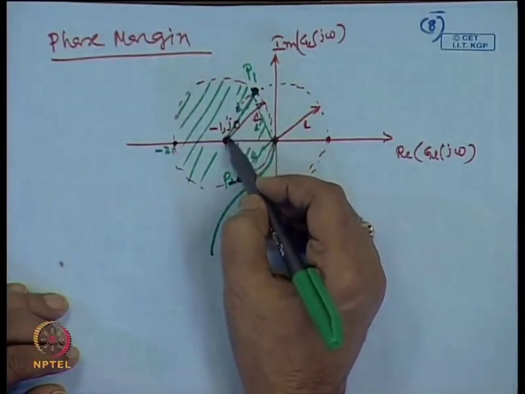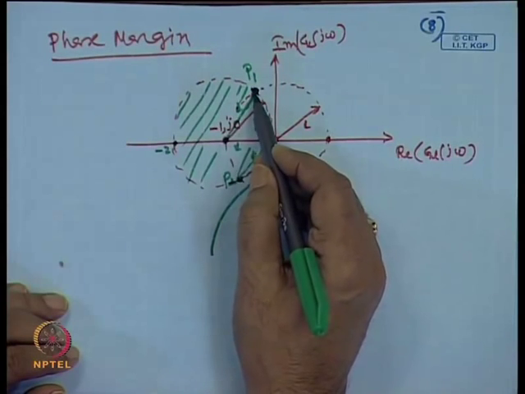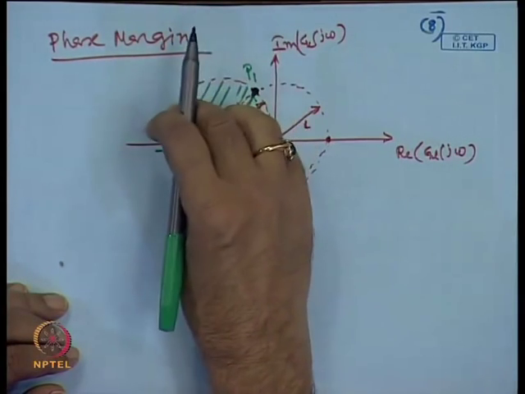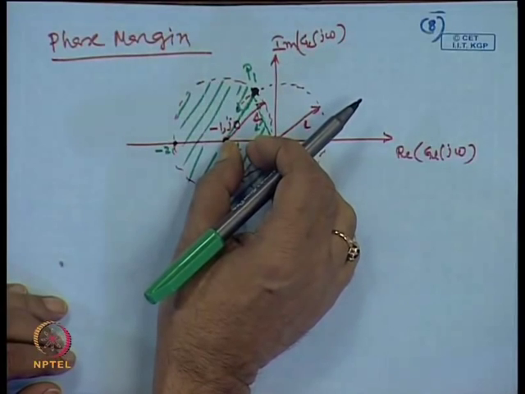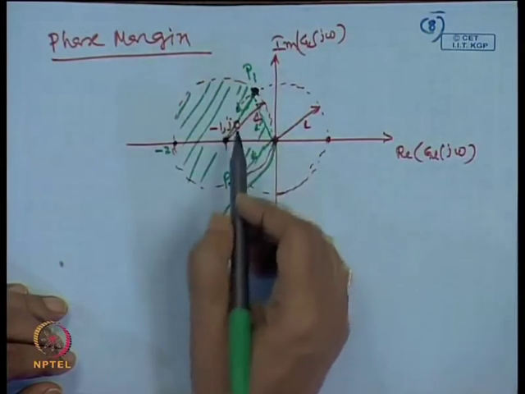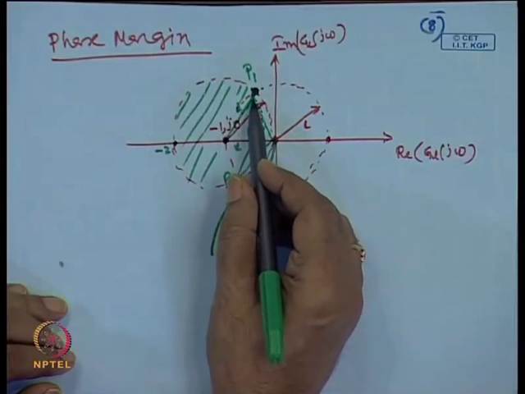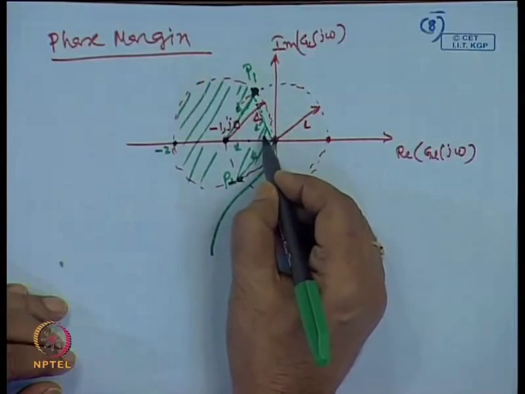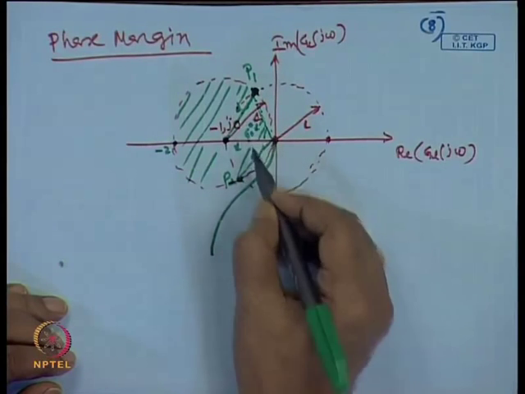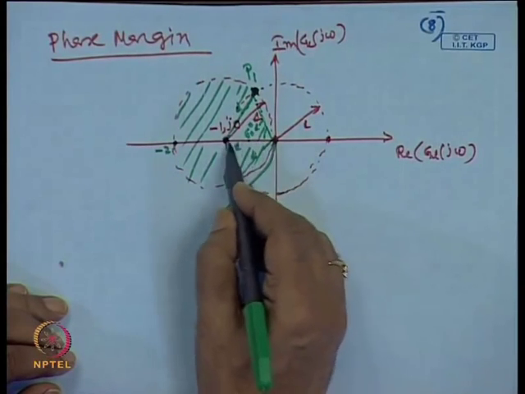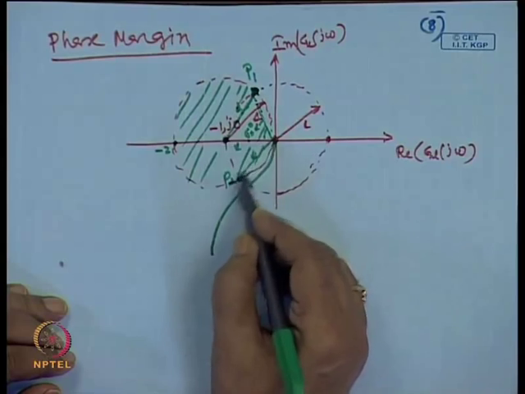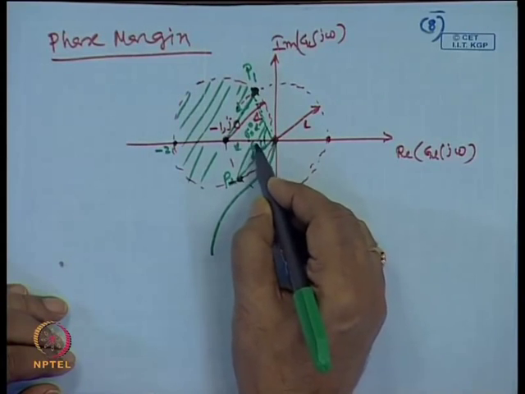Then from P 1 point to this point, because we have drawn a circle with a unit radius, center is minus 1 j 0, these are all the same length. So, this angle will be 60 degree. Similarly, this length and this length are 1, 1, 1. So, this will also be a 60 degree.